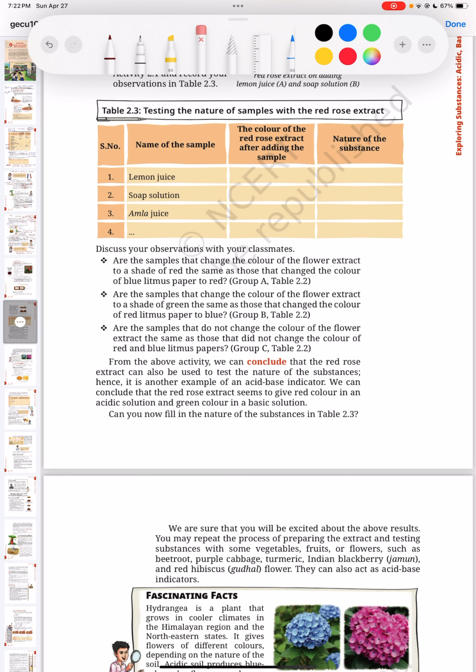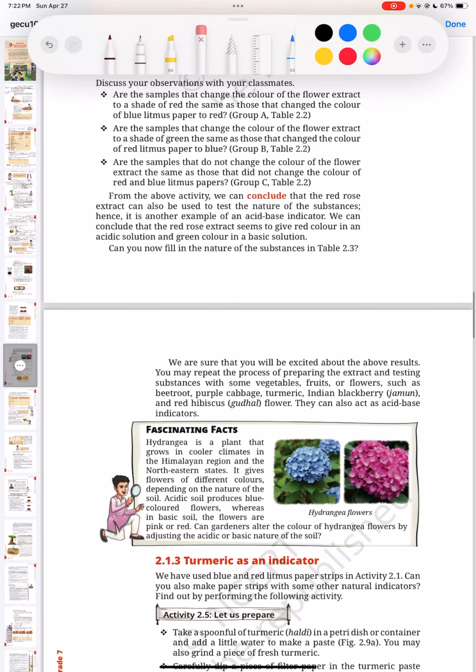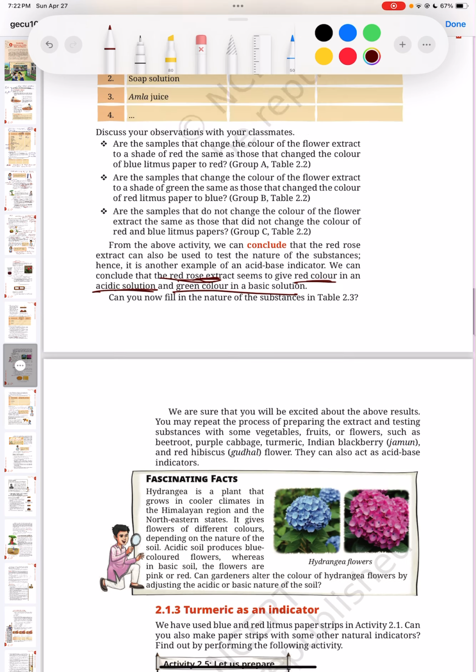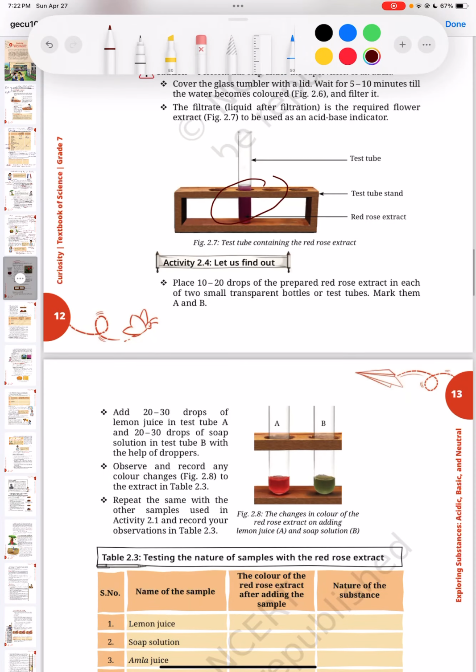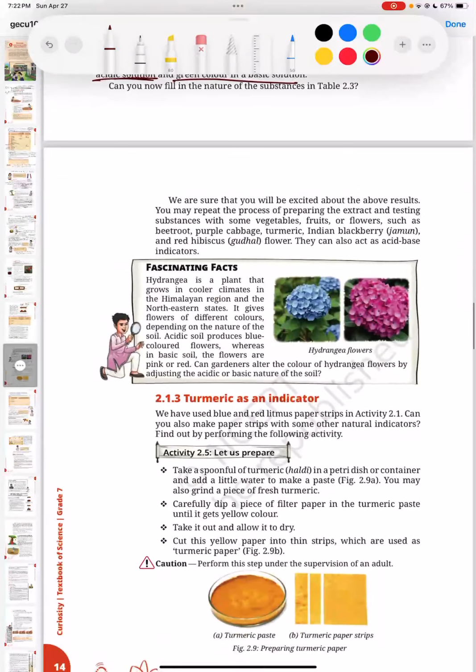So the idea is that the red rose indicator seems to give red color in an acidic solution and green color in a basic solution. And as such, the red rose indicator has the pinkish tinge to it, right? So as you can see, it has a slightly pinkish tinge to it, and in the case of acids it will turn red, in the case of base it will turn green. All right.